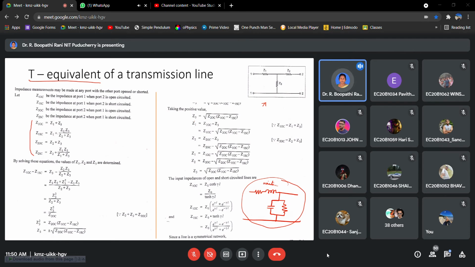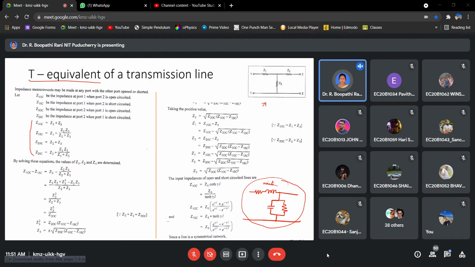Impedance measurements may be made at any port with the other port opened or shorted. We consider Z1OC to be the impedance at port 1 when port 2 is open circuited. OC denotes the open circuited impedance. Which port is open circuited? Port 2 is open circuited. Z1 OC is the impedance at port 1 when port 2 is open circuited.